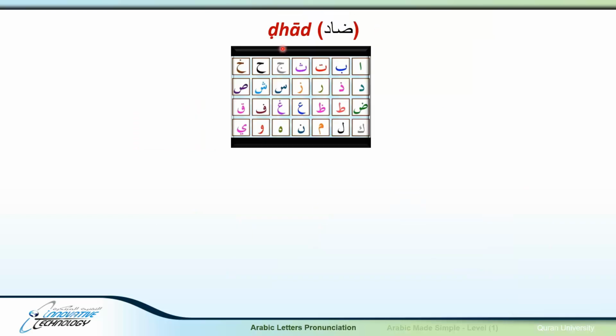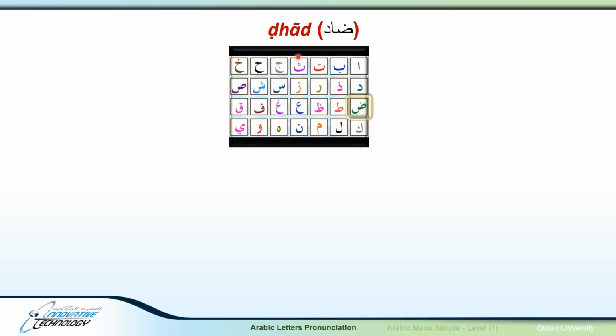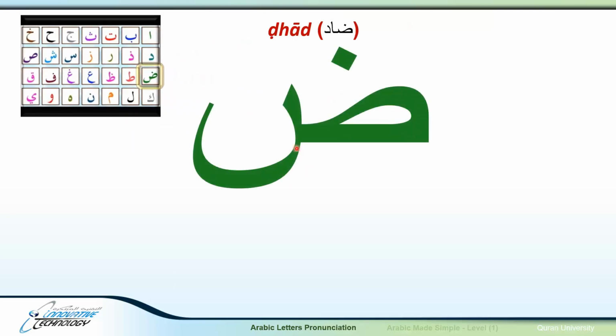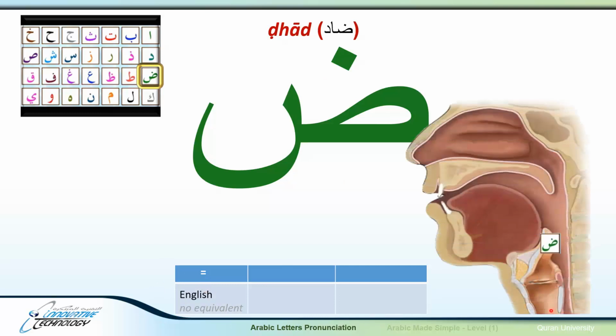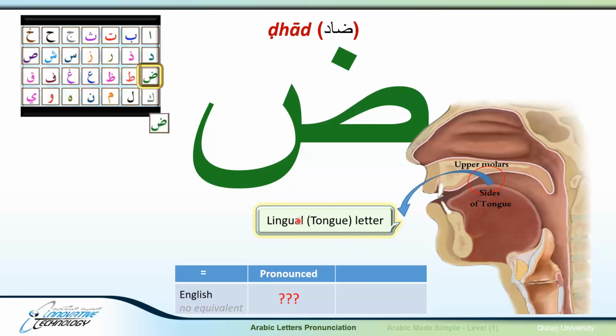The next letter is dad. Dad is unique to the Arabic language. The Arabic language is named the language of the dad, lisan al-dad. Dad looks like this, id, and it has no English equivalent. Id is pronounced articulating between the upper molar and the sides of the tongue, and that's why we classify it as a lingual tongue letter, id.